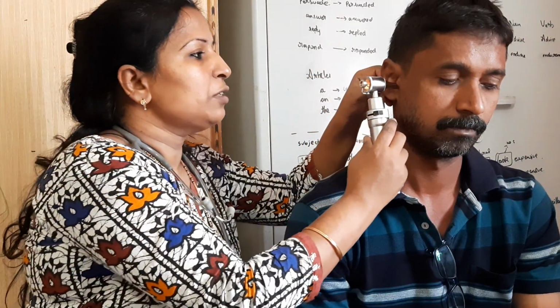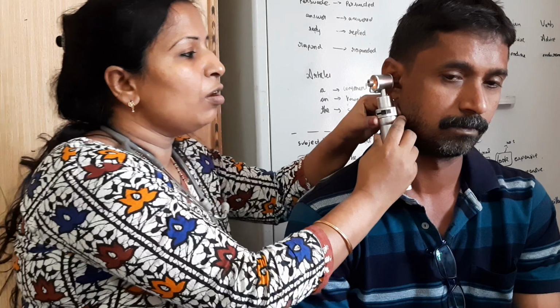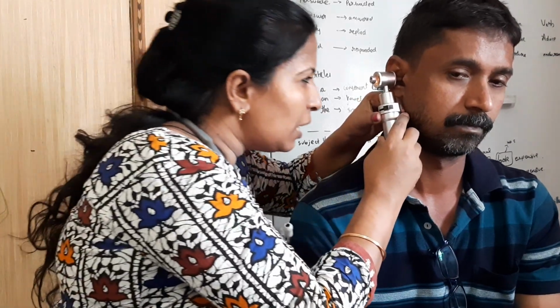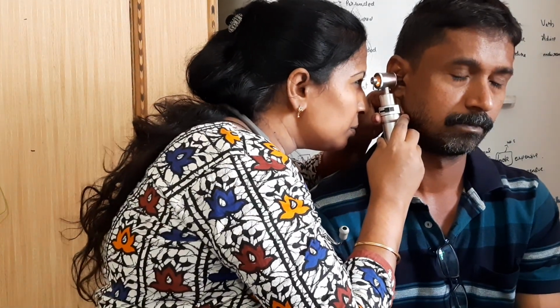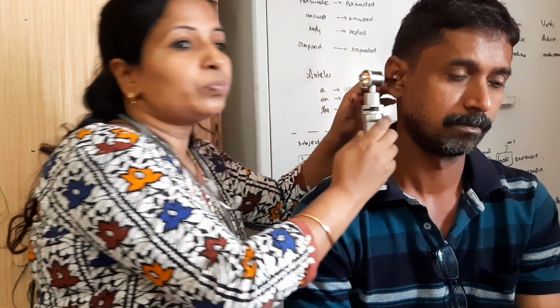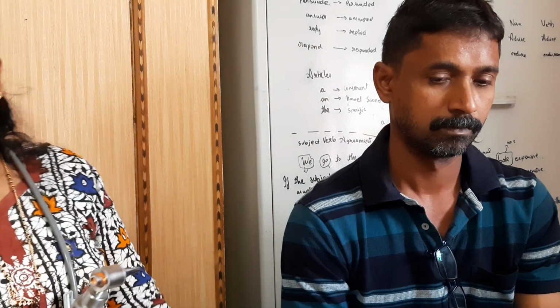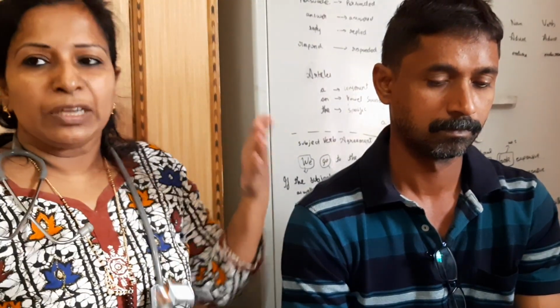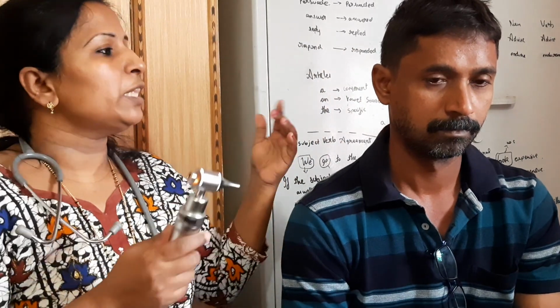So I am introducing the otoscope into the ear canal, and with the help of the lens I am seeing that there is no visible infection. The light is falling in the 5 o'clock direction, and you can check both ears. In the ear you can see that there is no infection.